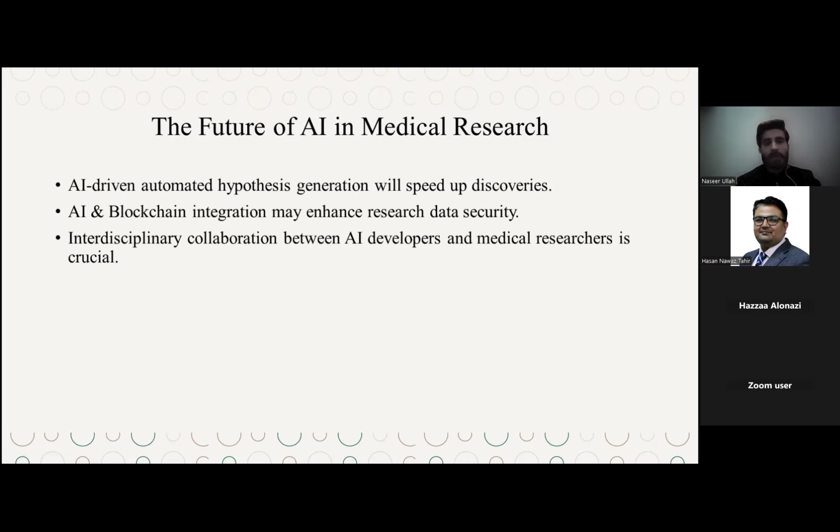The future of artificial intelligence in medical research. Artificial intelligence-driven automated hypothesis generation will speed up discoveries. The first is to speed up discoveries. The second is to enhance research data security. And the third is that interdisciplinary collaboration between artificial intelligence developers and medical researchers is crucial.